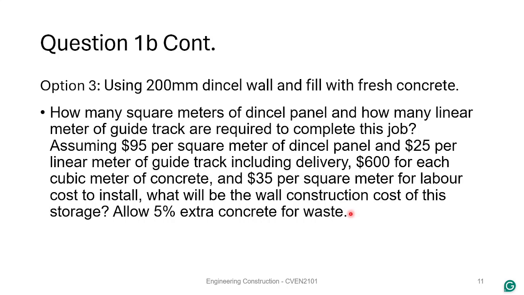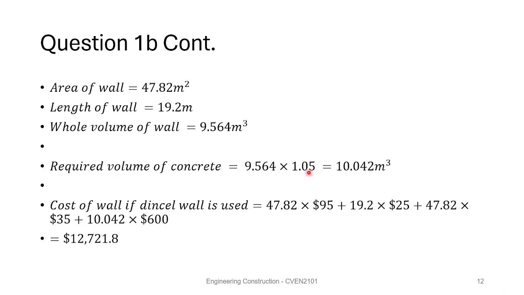So the question asks how many square meters of Dinsel panel and how many linear meters of guide track are required. So assuming $95 per square meter and $25 for the guide track, $600 for concrete and $35 for labor, and 5% extra concrete for waste, right? So you can see how if we simplify the construction method that we select, we get into a calculation that is much simpler and less prone to error.